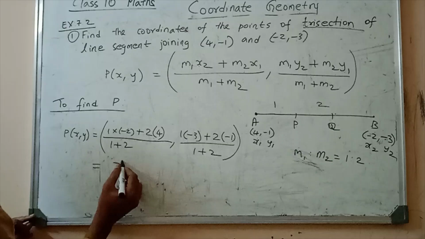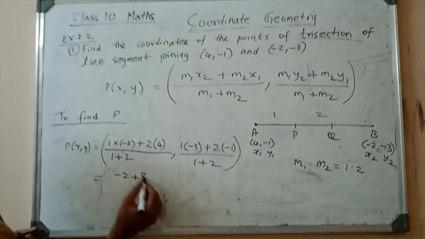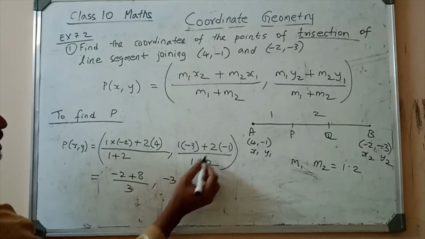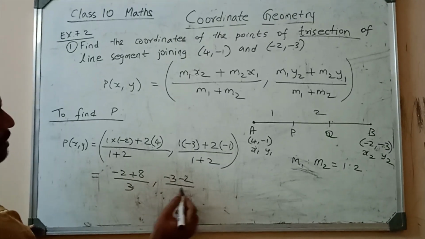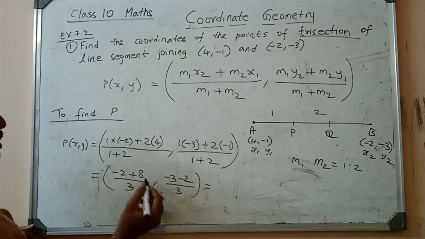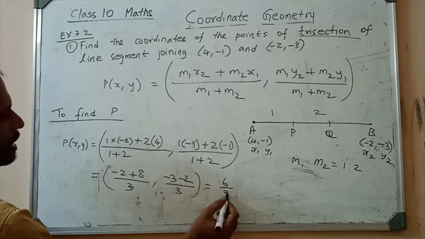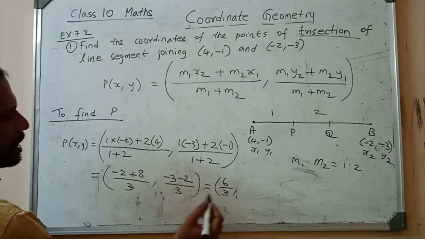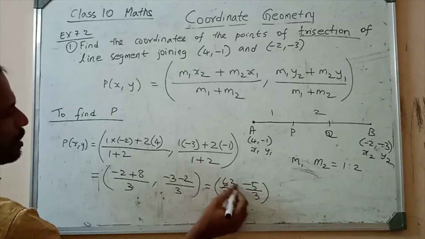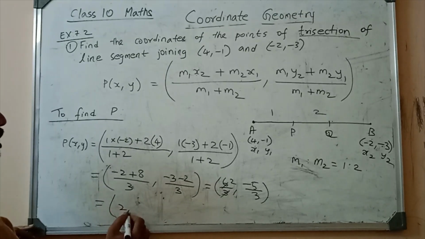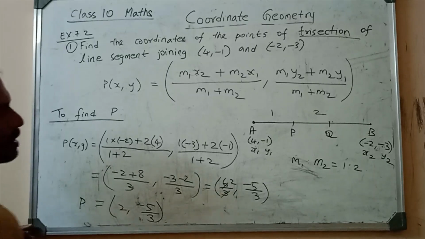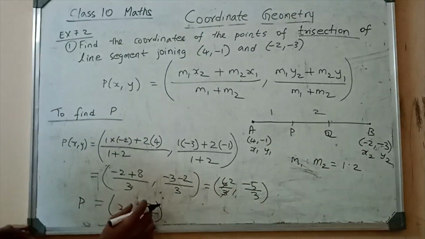Simplify it: 1 into minus 2, 2 into 4, 8, divided by 1 plus 2, 3, comma, here 1 into minus 3, 2 into minus 1, minus 2, divided by 3. If you simplify this, minus 2 plus 8 is 6, 6 by 3, comma, here minus 3 minus 2 is minus 5, so minus 5 by 3. Finally, you can cancel this, 2. So the final answer is 2 comma minus 5 by 3. This is the first point, P. So the coordinates of P are 2 comma minus 5 by 3.